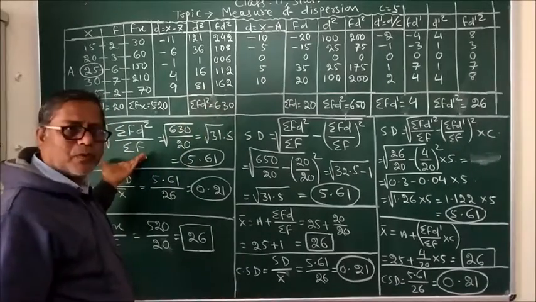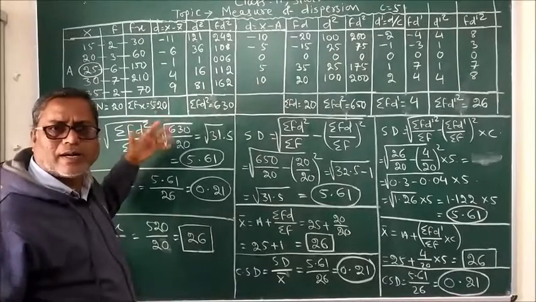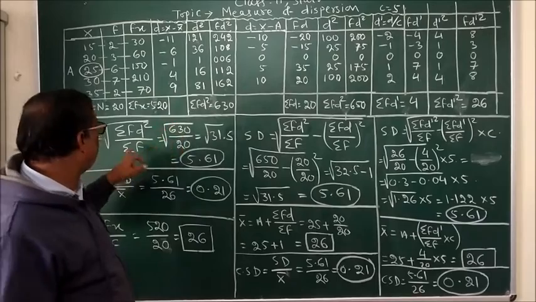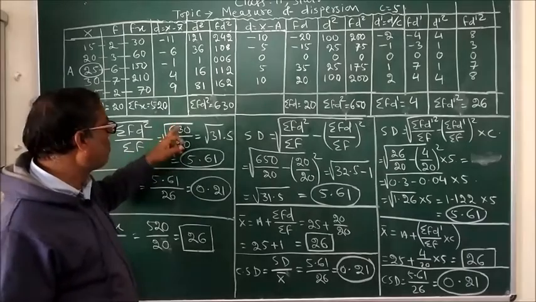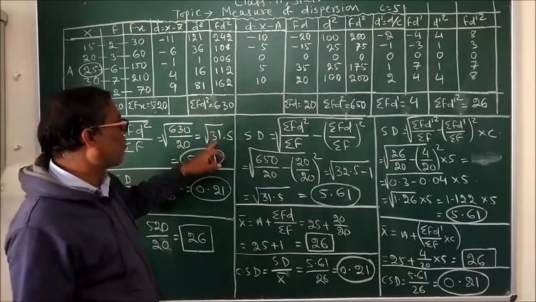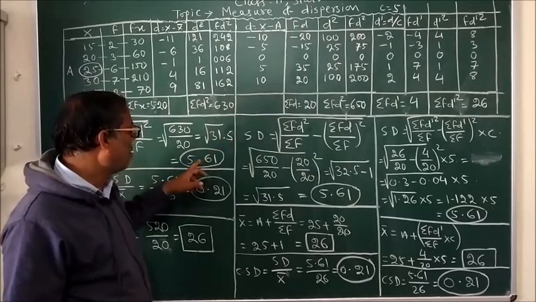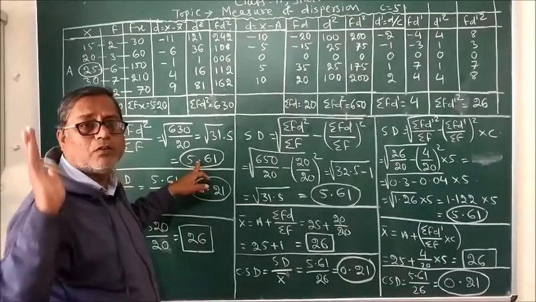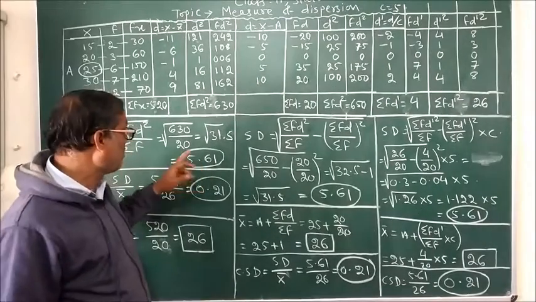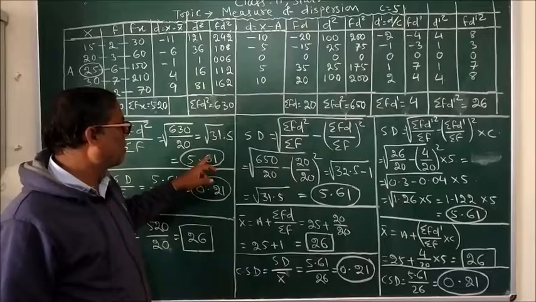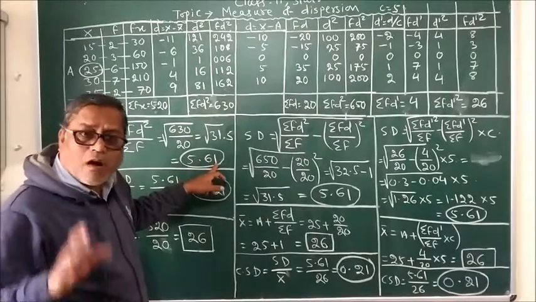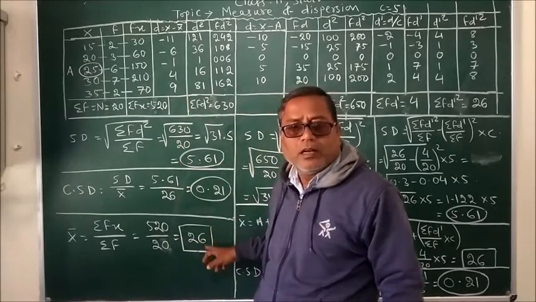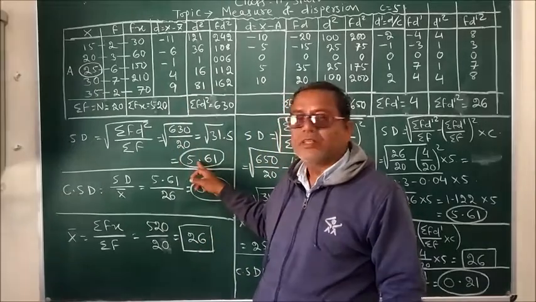Now, as we have the formula, simply put the formula and get the answer. That is square root of summation FD square is 630 and summation F is 20. Square root of 630 by 20, that is square root of 31.5, and the value of standard deviation, the absolute measure of dispersion, is 5.61.